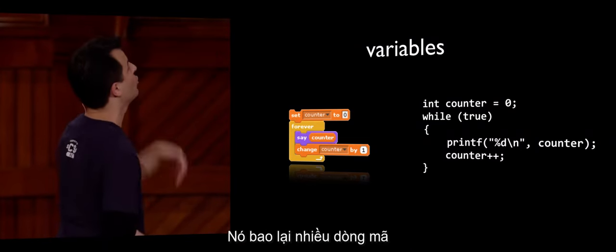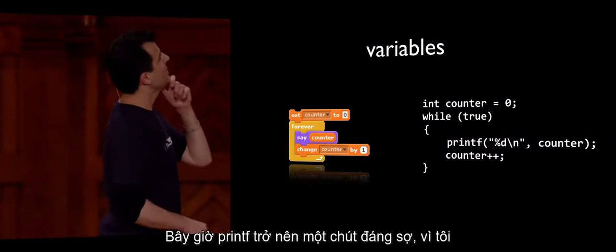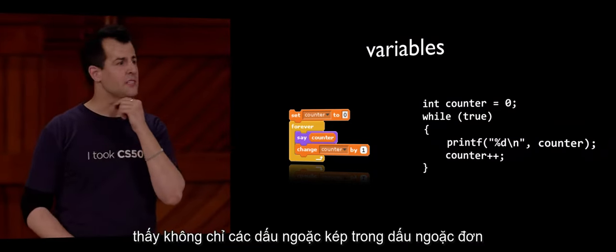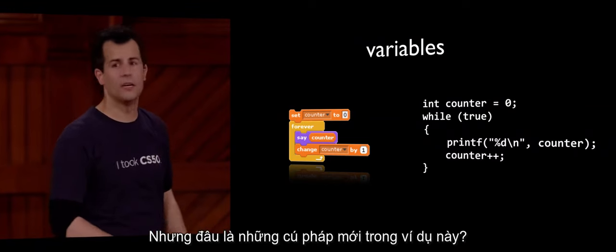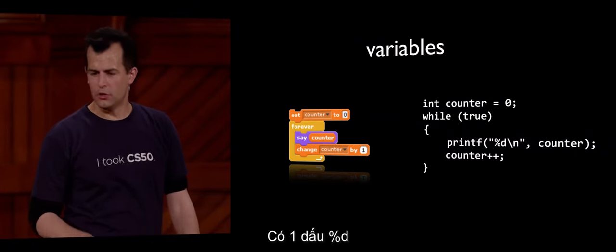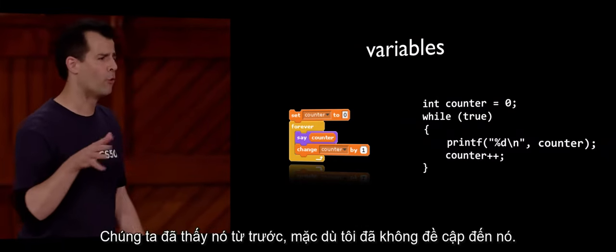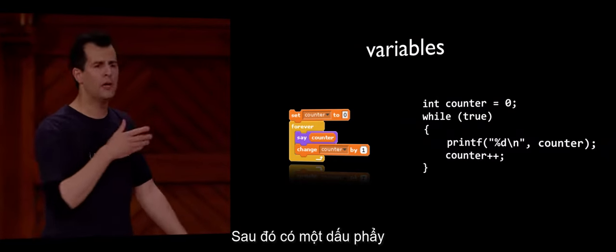It embraces multiple lines of code. Printf is getting a little scary now, because I see not only quotes and parentheses, but what else is new syntactically in this example? There's a percent, but a percent %d, and then \n is there. We did see that before, even though I didn't mention it. Then there's a comma, and then there's a counter.